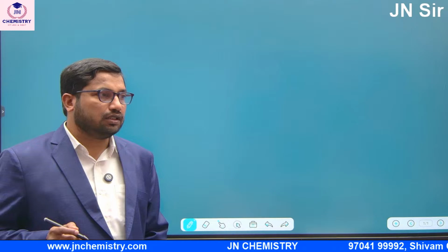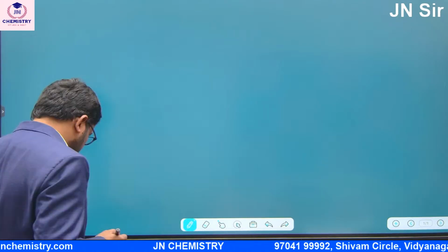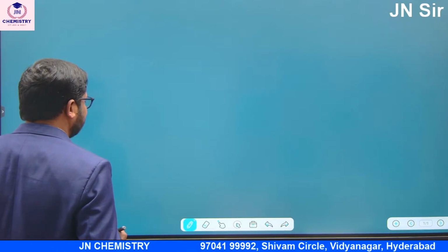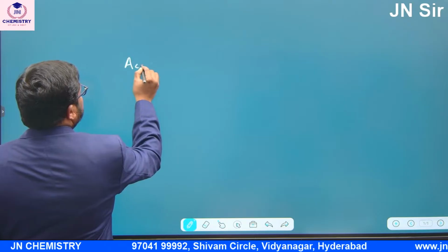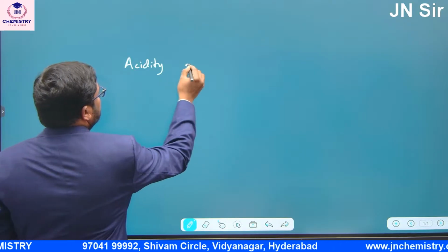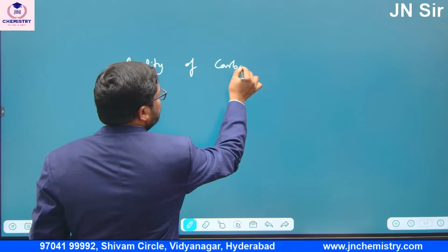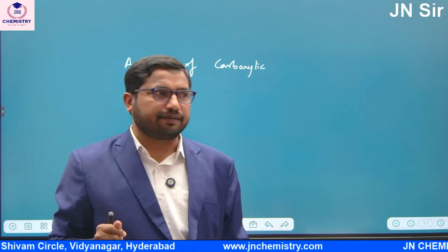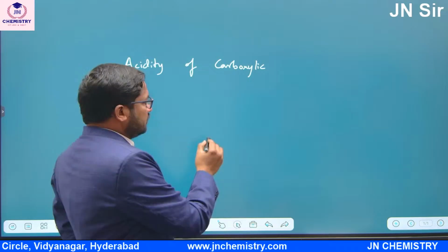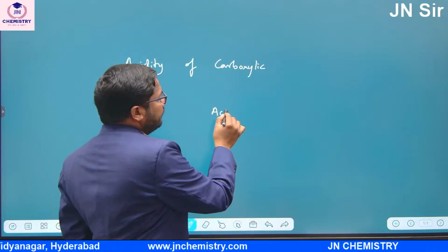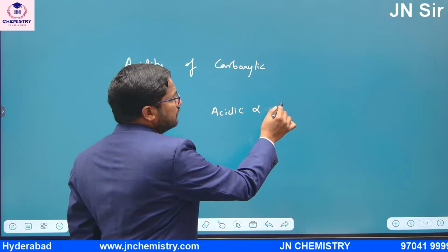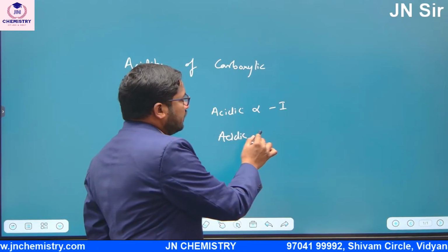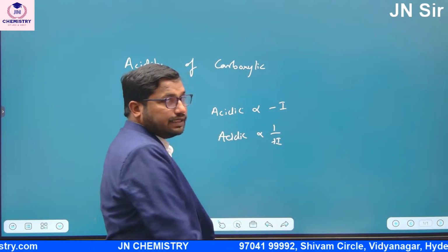Stability of carboxylic acids, acidity of carboxylic acids, right? So I told you carboxylic acid is more acidic, right? So acidic nature is directly proportional to what term? Minus I. And acidic nature is inversely proportional to plus I. Yes or no?